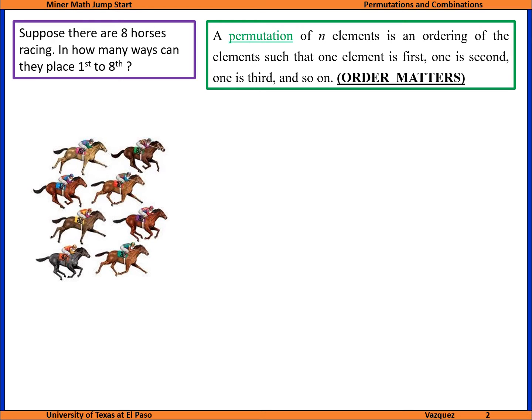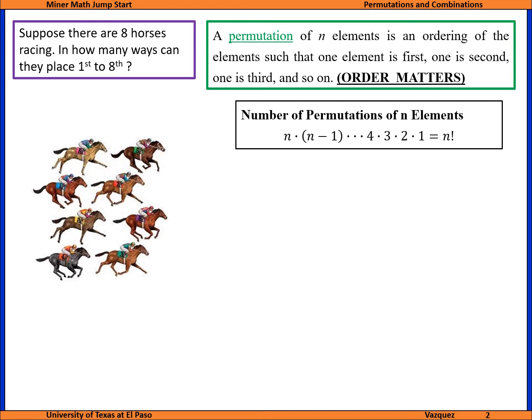The way we can figure that out is simply by using factorial. The number of permutations of n elements is simply n factorial. So in this case, 8 factorial. So all the different ways they can place from first to eighth, there are 40,320 possibilities.